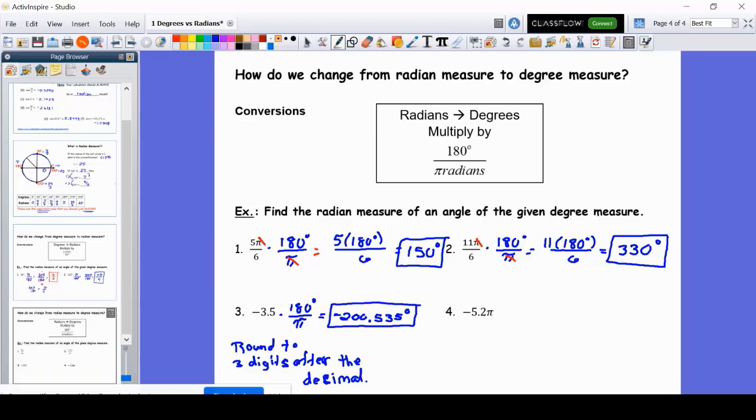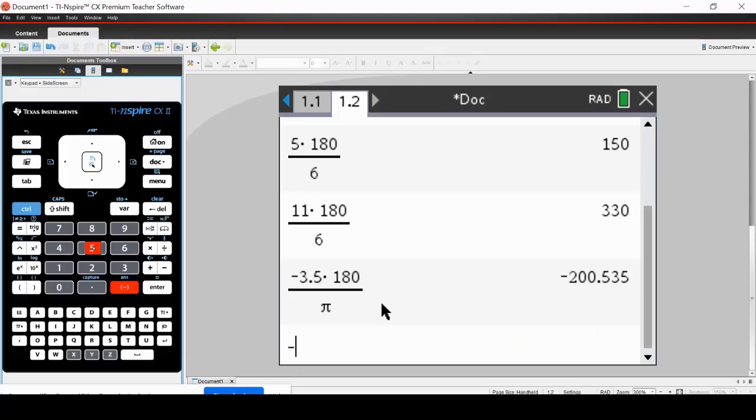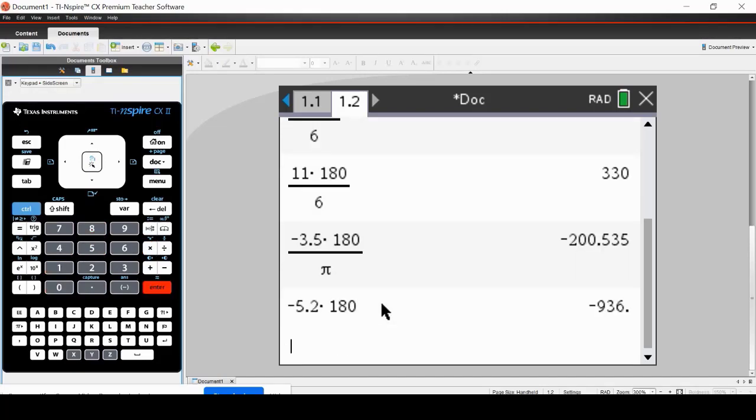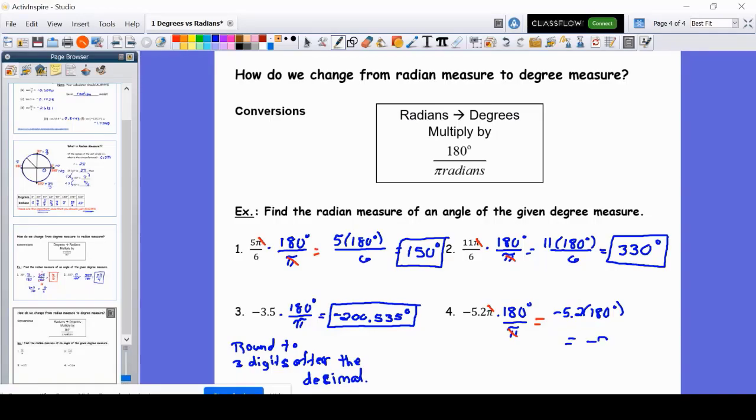All right, one more last problem, negative 5.2 pi. We multiply by 180 degrees over pi radians because we want to end on a nice positive note where our pi's cancel out. We now have negative 5.2 times 180 degrees. There it is, negative 936. And what can't we forget? The degree symbol.